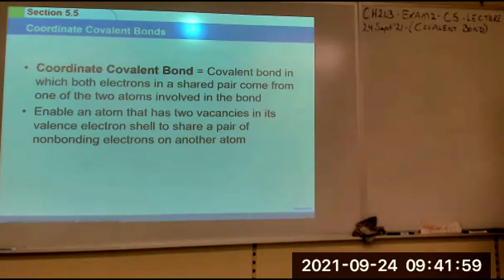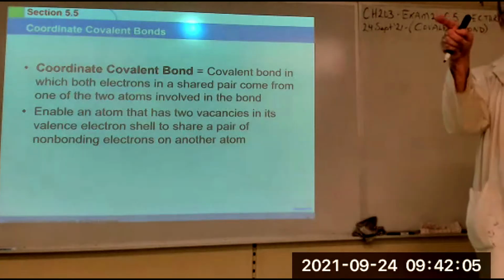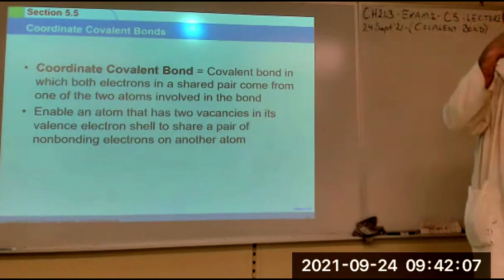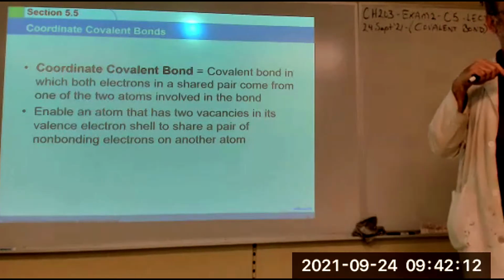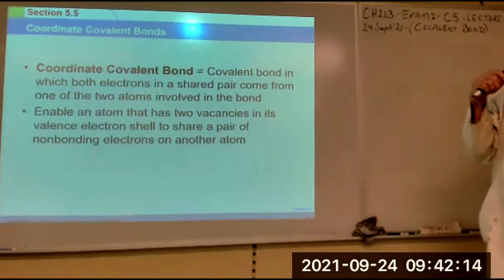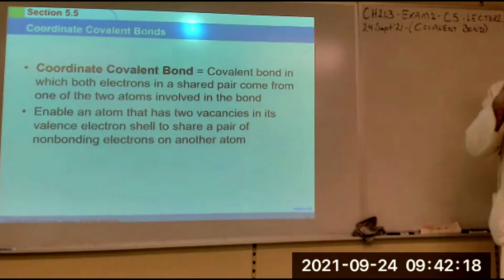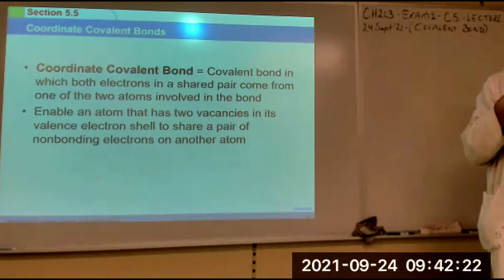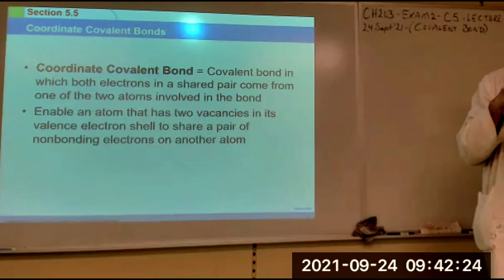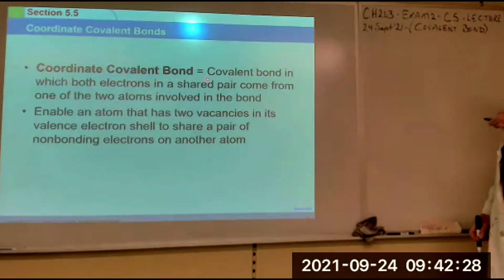Now, there's a special kind of covalent bond. Up to this point, we've been talking about sharing, like 1 electron from this atom and 1 from that one come together and make a bond. Okay? But there are occasions when a covalent bond is formed and both electrons come from 1 atom to form the bond. That's called a coordinate covalent bond.